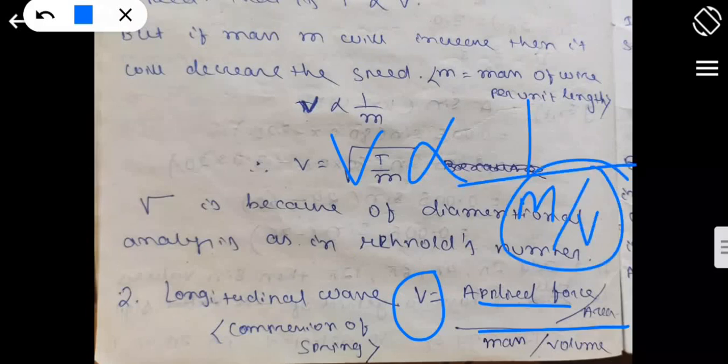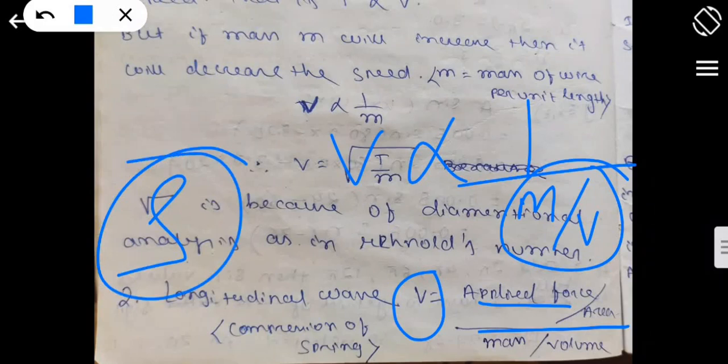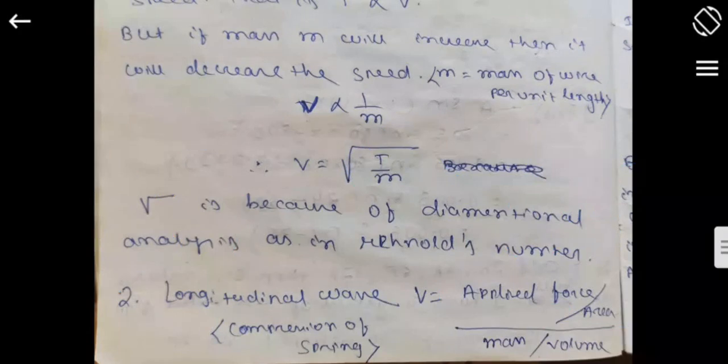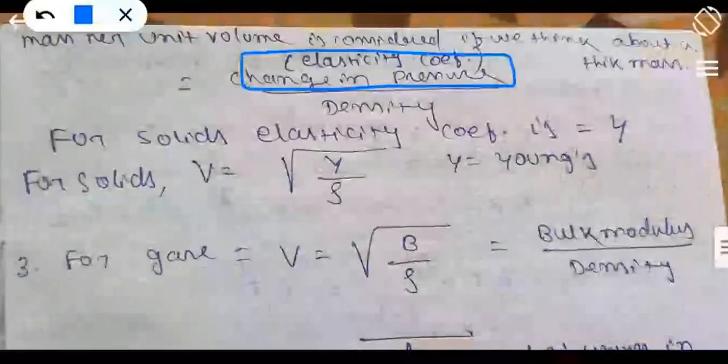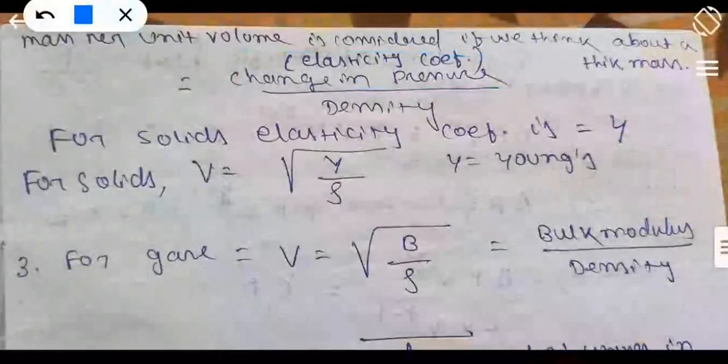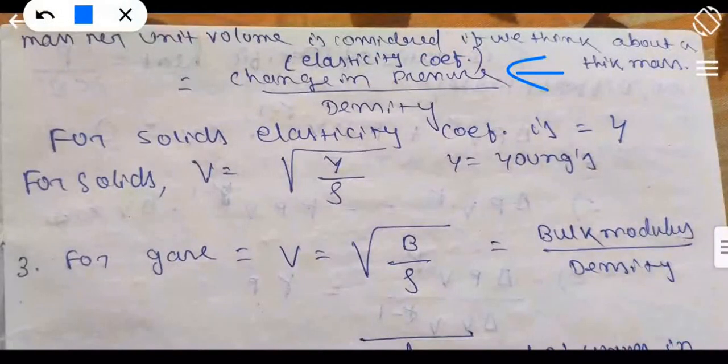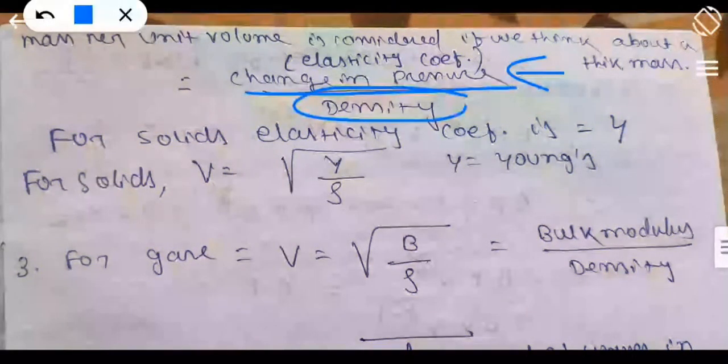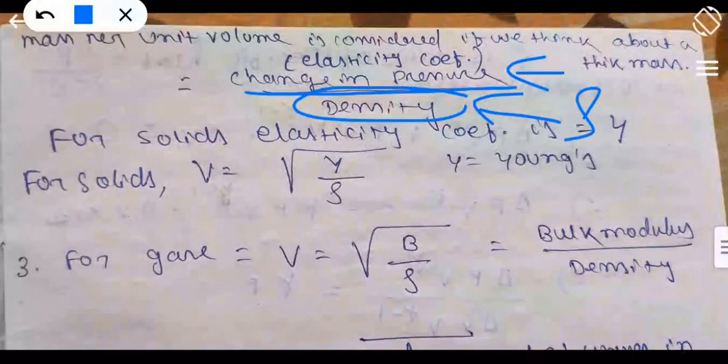And mass per unit volume is known as what? Density. Mass per unit volume is known as density. So I can write this expression as change in pressure, or elastic coefficient, because velocity is directly proportional to it. How much should it be? That is F upon A, whole divided by your density. What should the density be? The density is rho.